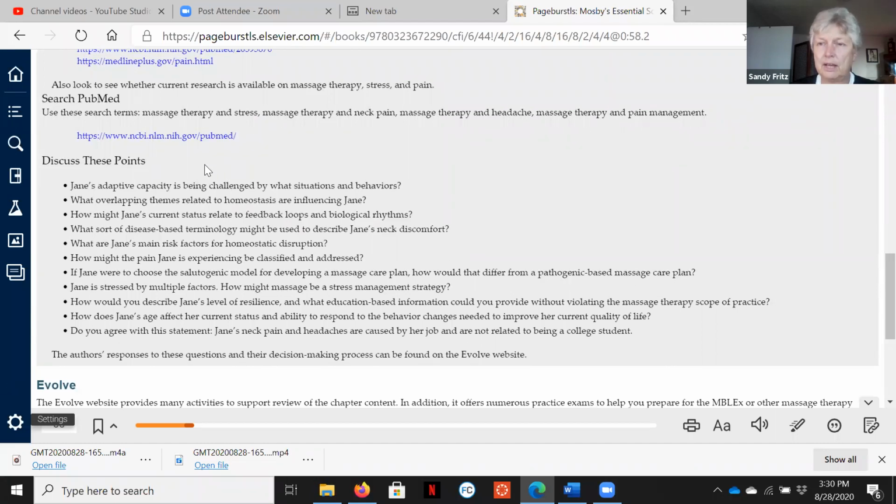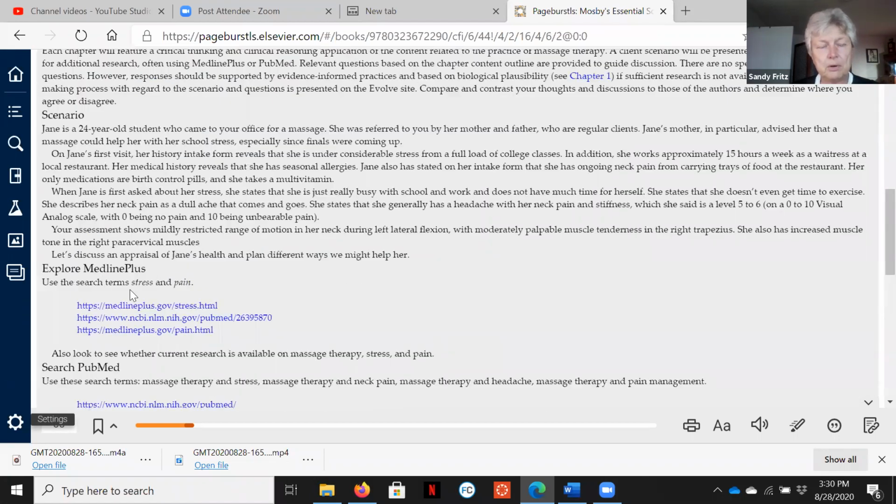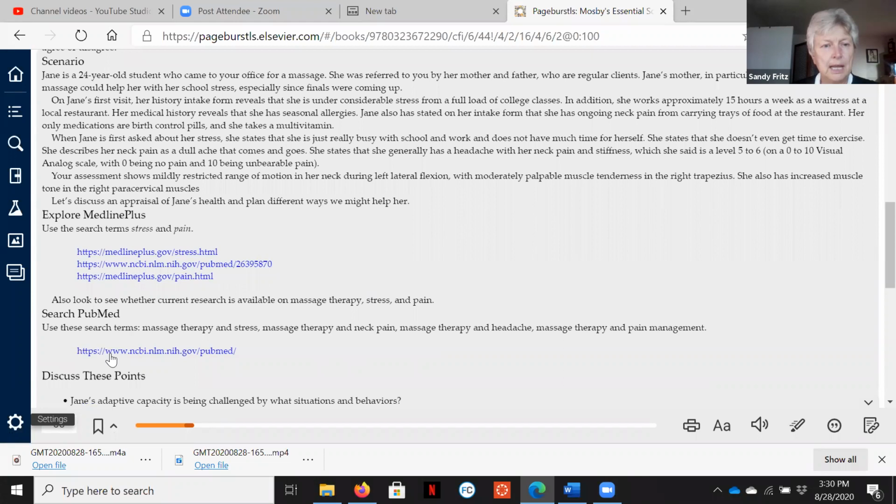on the Evolve site under content updates, you can open up a document that gives you my response to all of this. And I'm not saying it's the only response, but compare and contrast what you came up with or your classmates came up with as you discussed this. And it's starting to get you to a point where you are using MedlinePlus for information and looking at what the research is on PubMed.